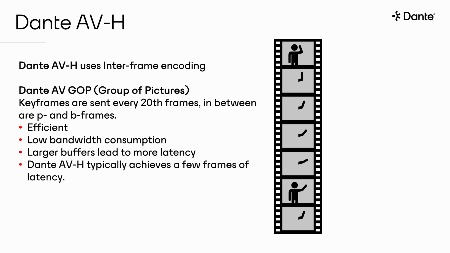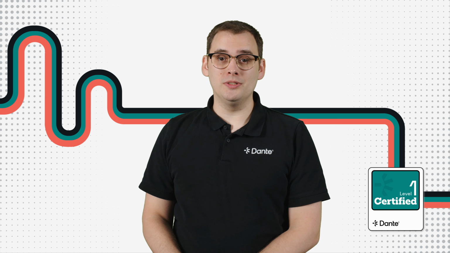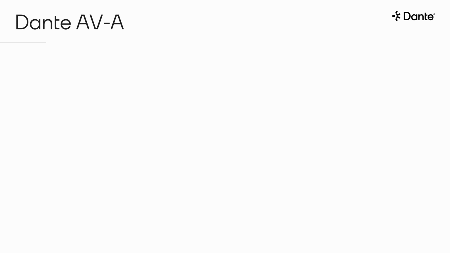However, it does introduce a bit more latency because the decoder needs to wait for that keyframe to build a full picture. As a result, Dante AVH typically achieves a few frames of latency. For many use cases, like classrooms, overflow spaces, or video signage, that level of latency is perfectly acceptable. And the trade-off is a more flexible, more affordable way to move video across your network using off-the-shelf devices.